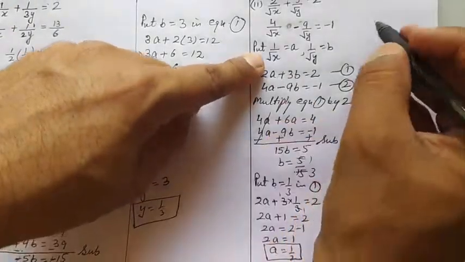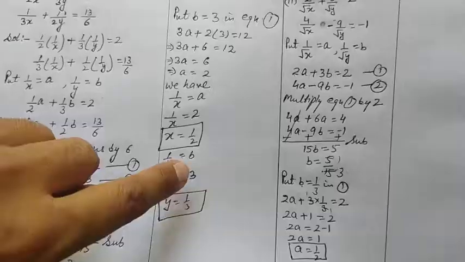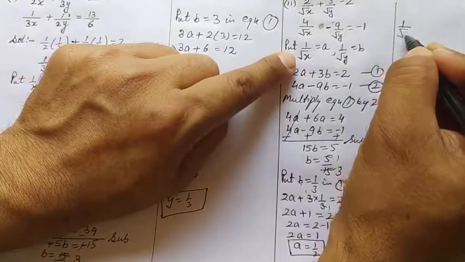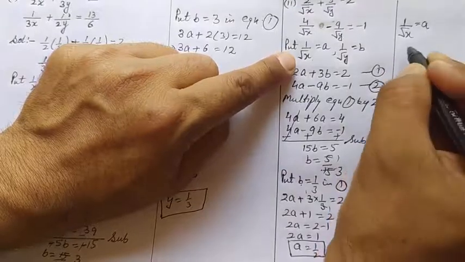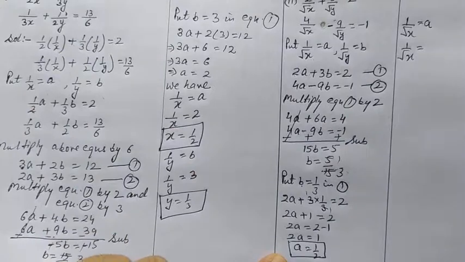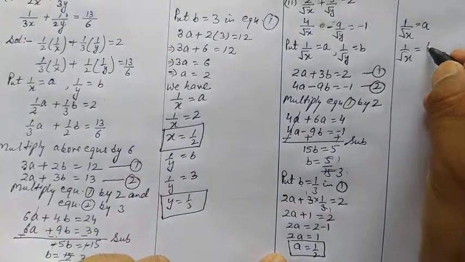So here you can see, first is 1 by root x is a. So it means 1 by root x is, what is a here? That is 1 by 2. So a is 1 by 2.